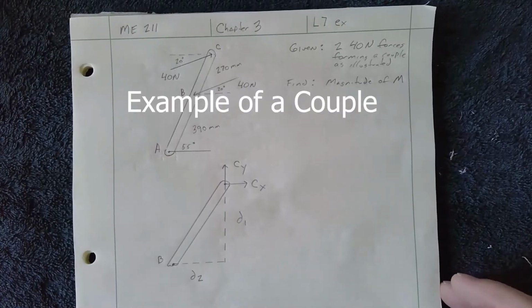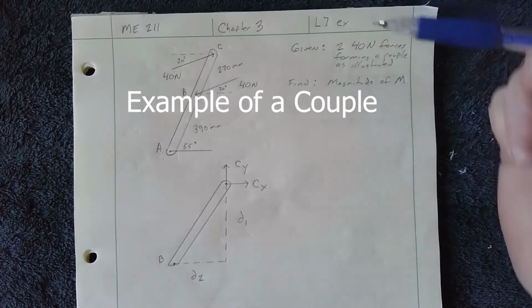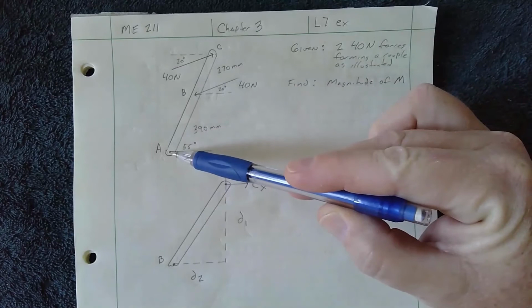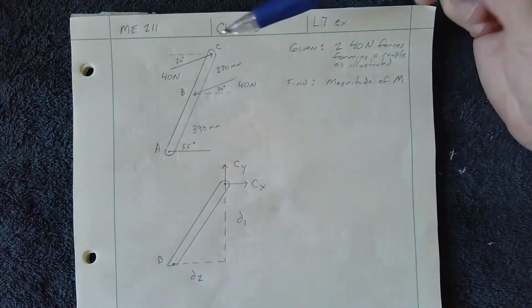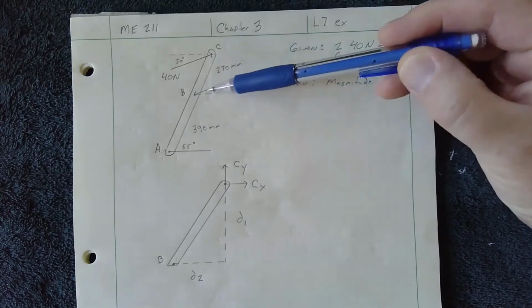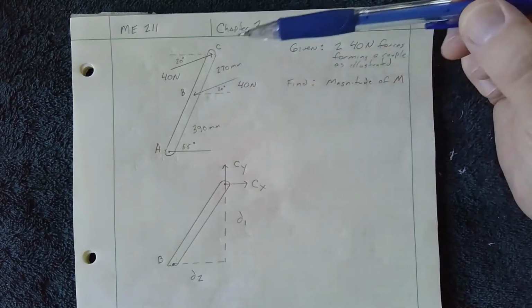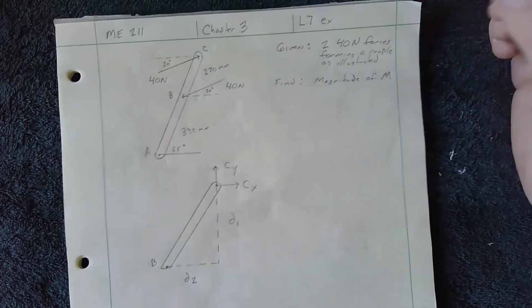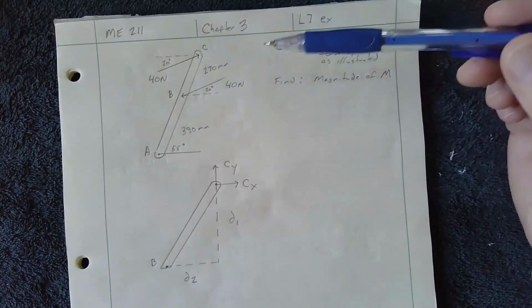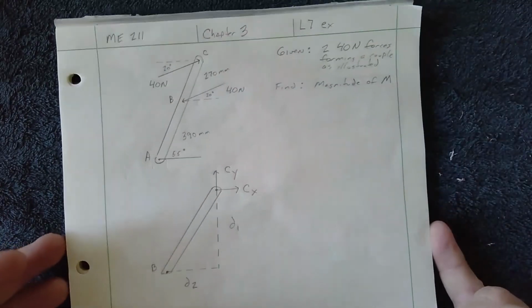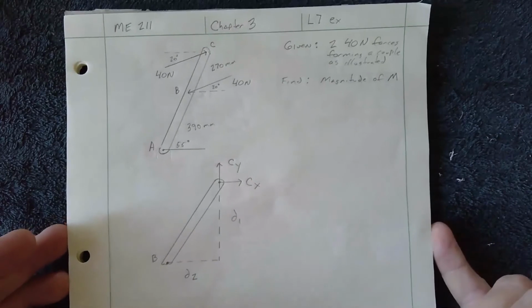Now we're going to do an example of a couple. In this case, we have this rod that's connected at point A, and it has two parallel forces, 40 newtons at point C and another 40 newtons at point B. This is a sketch of the problem that I showed on the slide, so I would encourage you to use the slide to make a nice diagram like I have and draw it out, and if you need to, pause the video.